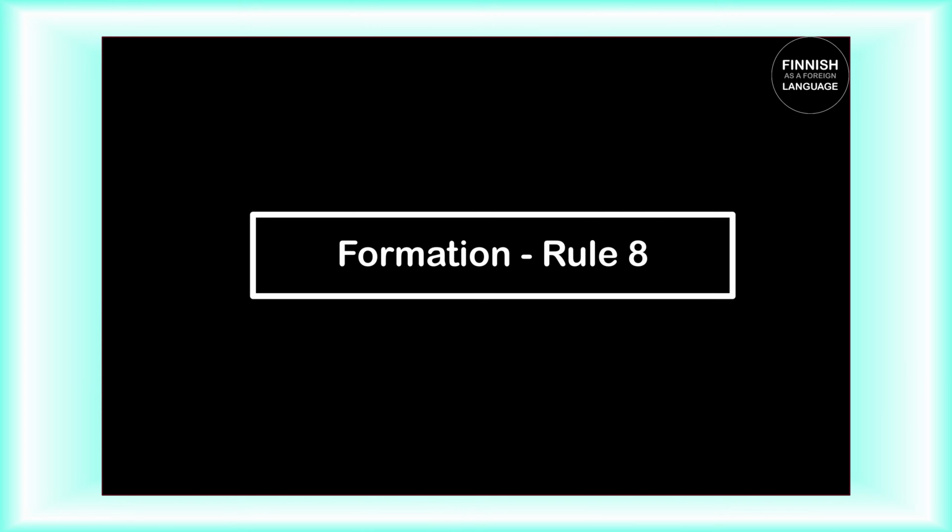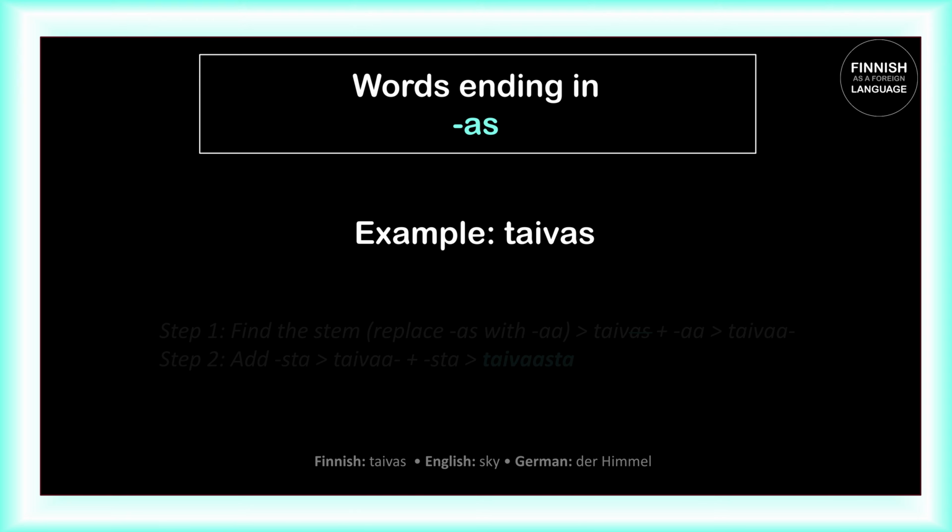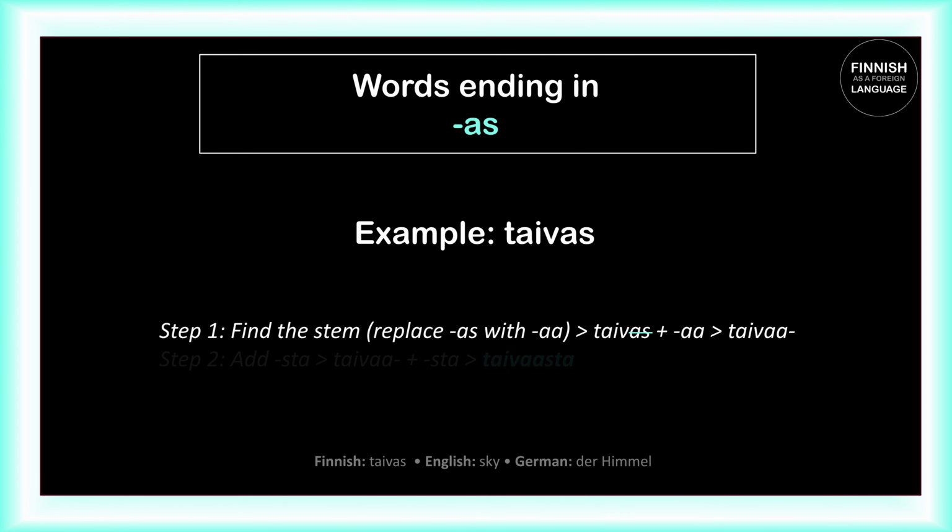Next one, rule number 8, words ending in as. Here's one example. Taivas means sky. In the first step again we have to find the stem, which we get when we replace the as with a double a. So taivas changes to taivaa. And then in the second step again we have to add sta to it and we get taivaa plus sta is taivaasta, meaning out of the sky.